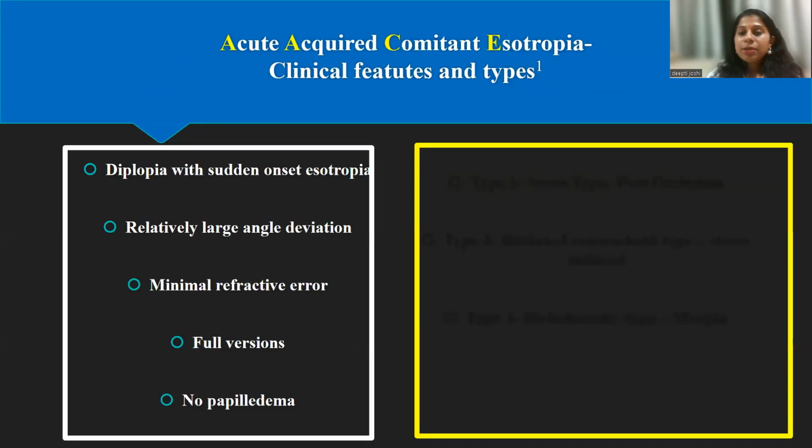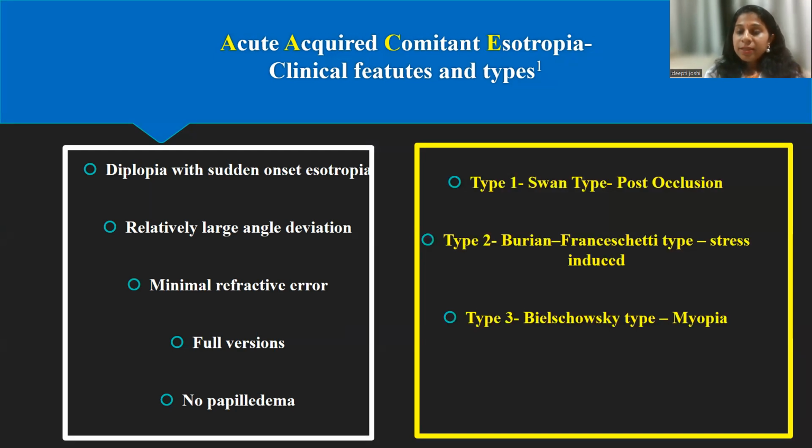Well, these are some sudden onset esotropias associated with diplopia. They are relatively large angle deviation, minimal refractive error on cycloplegic refraction. The versions are absolutely normal, especially abduction. There is no papilledema. Clinically, they have been classified into 7 variants.